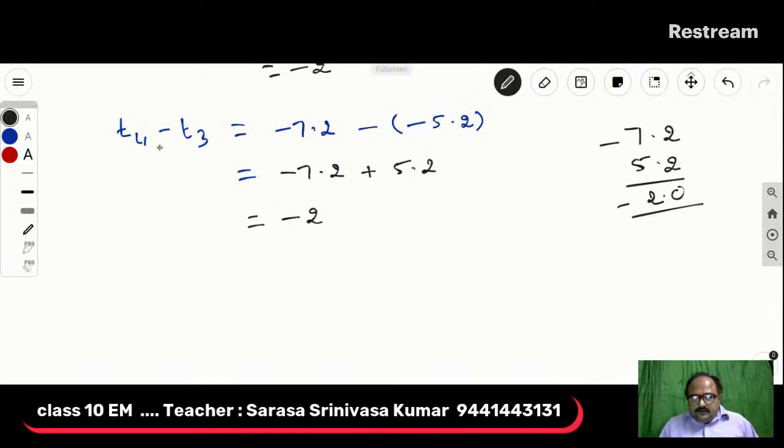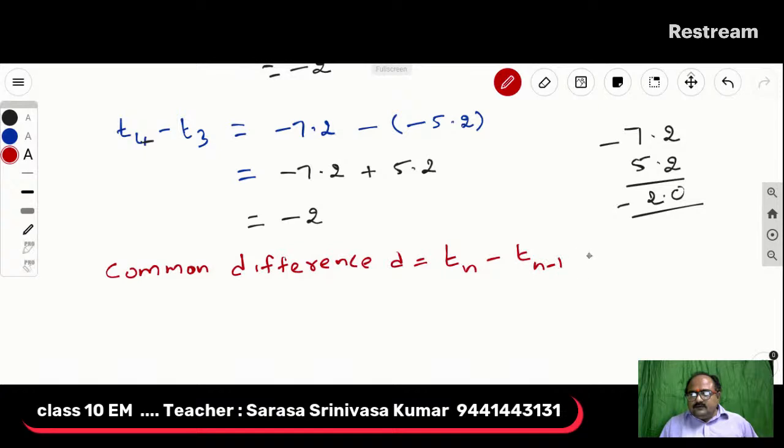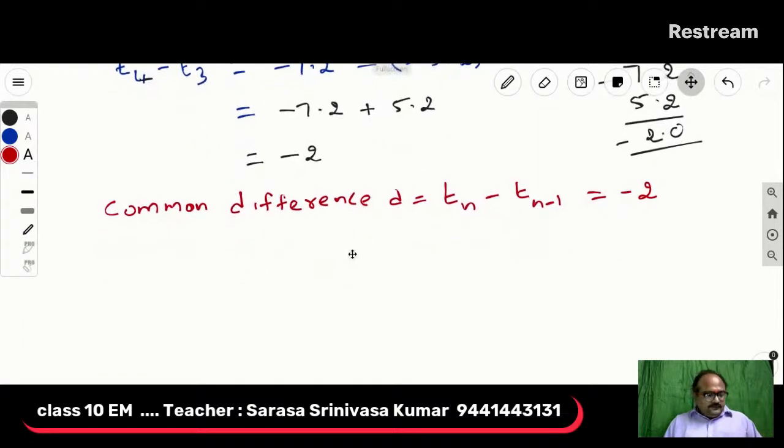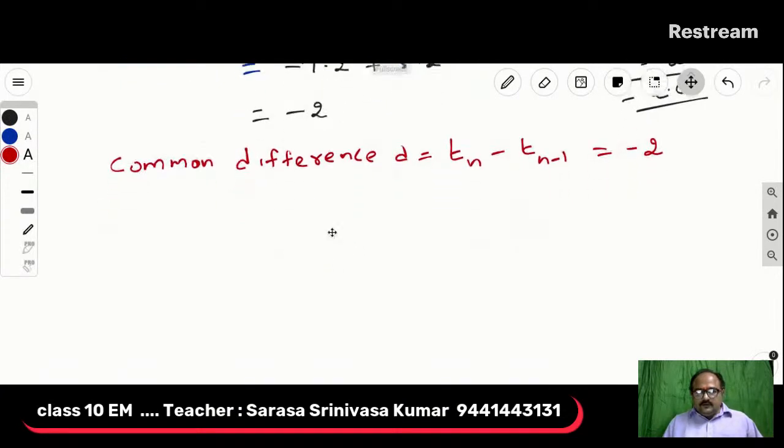Here in this problem, we observed the common difference minus 2. Therefore, we write common difference D equal to nth term minus n minus 1th term. This is equal to minus 2. Now we have to find 5th, 6th and 7th terms.